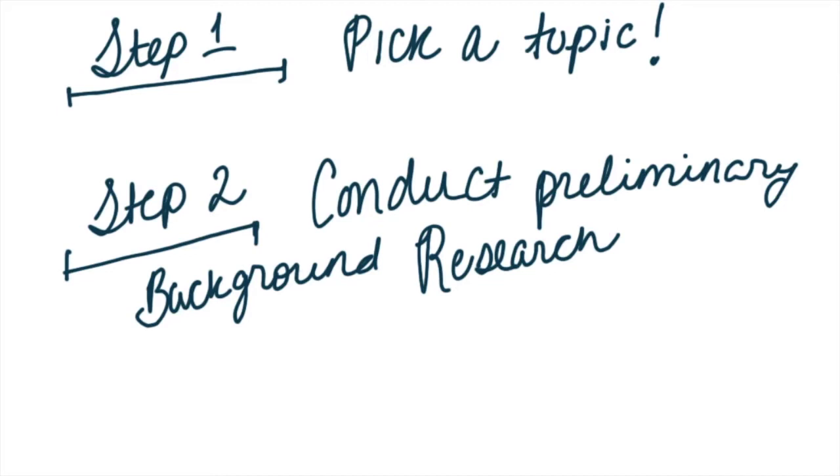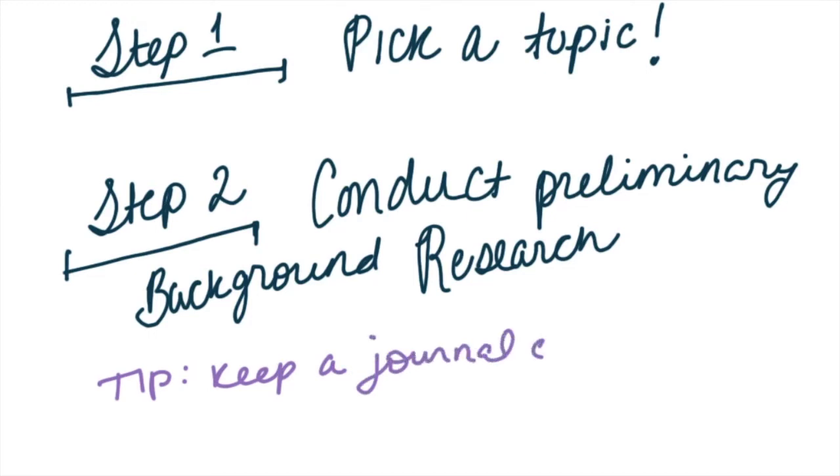So during this process, when you're conducting your background research, you're going to try to narrow down your topic into a research question. And so to do that, you should keep a journal of sorts where you write down questions that you might have as you read through the literature.